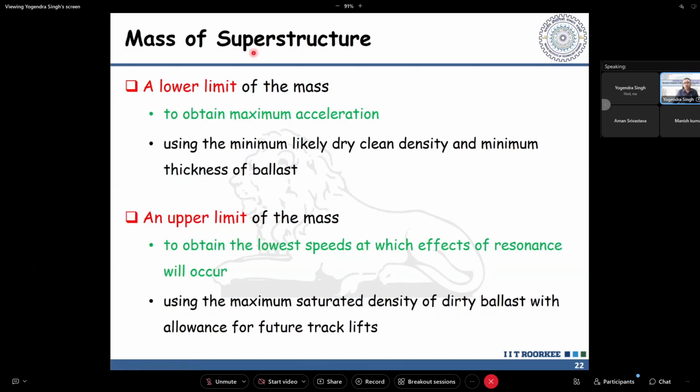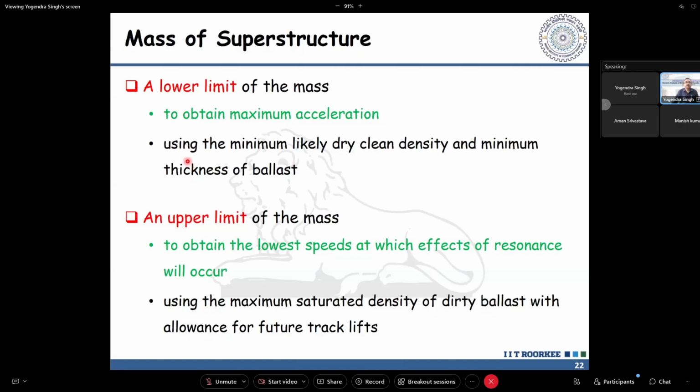Then we have to consider that there is variability in the mass and stiffness of the structure. We are estimating the mass, but the actual mass on the bridge may be slightly higher or lower than this. So we have to consider a lower limit of the mass as well as an upper limit of the mass. The lower limit of the mass gives us the maximum acceleration. Acceleration will be maximum when we consider the mass on the lower side.